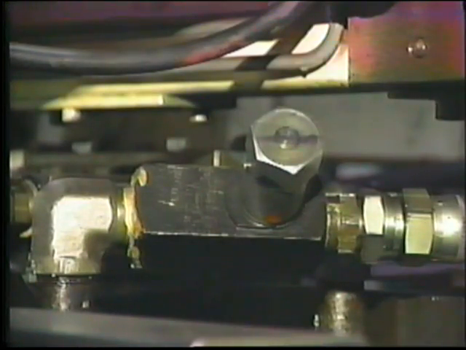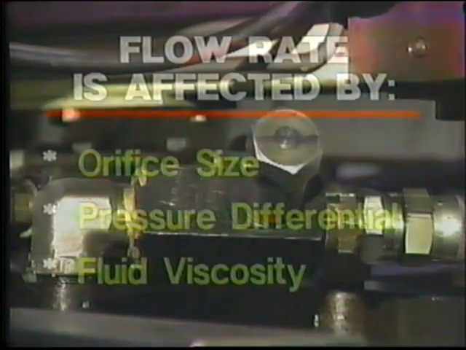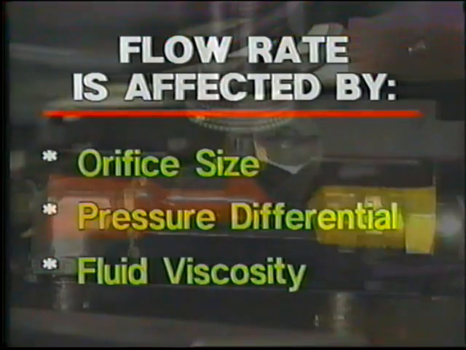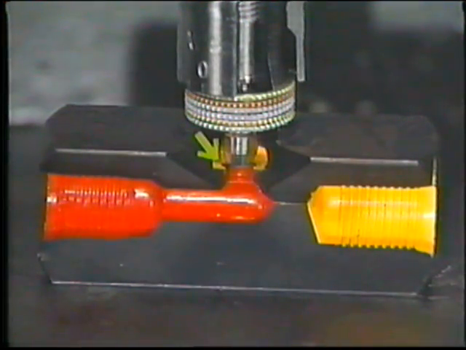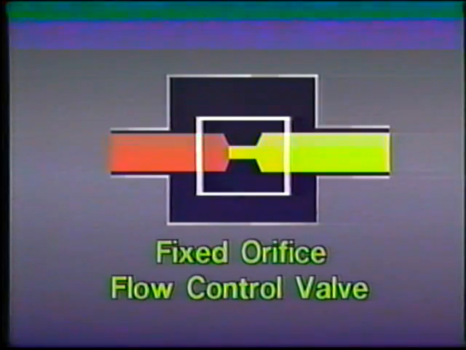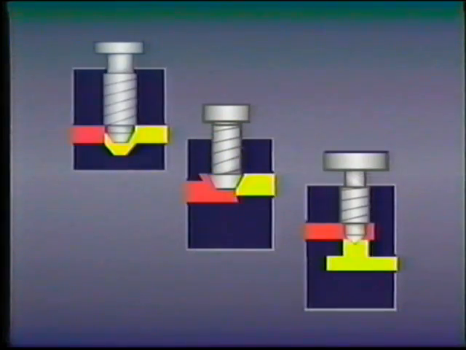The rate at which fluid passes through a flow control valve depends mainly on three things: the size of the orifice in the valve, the pressure differential across the valve orifice, and the viscosity of the fluid moving through the valve orifice. The orifice is the restriction in the cross-sectional area in the flow control valve. The larger the orifice, the more fluid can flow through it. In some flow control valves, the size of the orifice is fixed and cannot be changed. However, many systems require that the size of the orifice be adjustable.